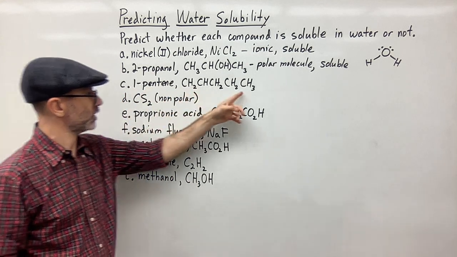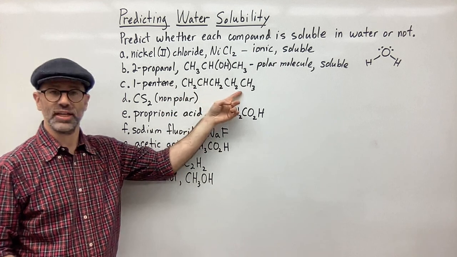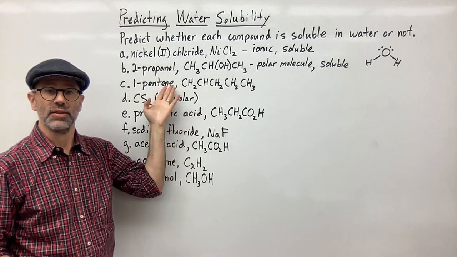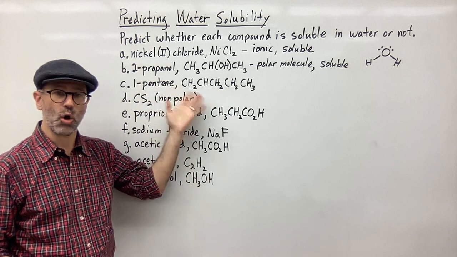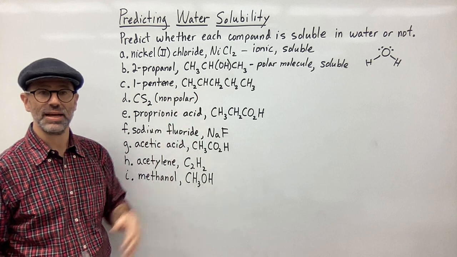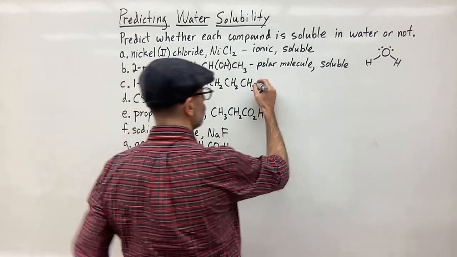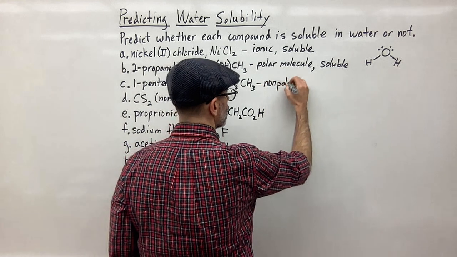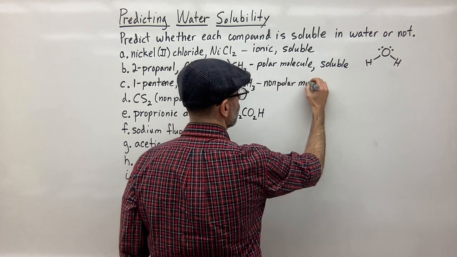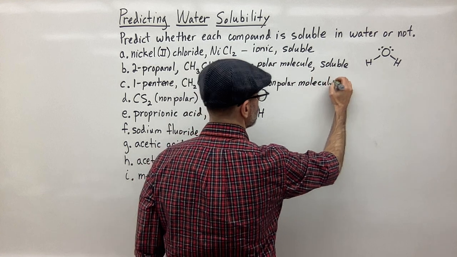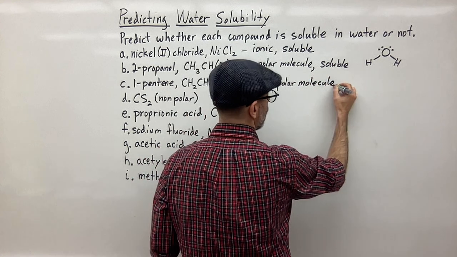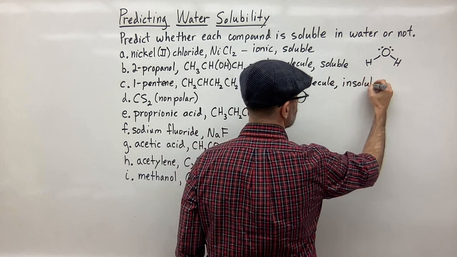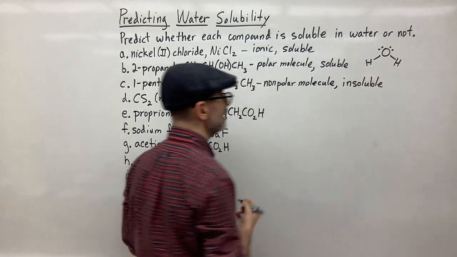For C, we have 1-pentene. 1-pentene is this formula here. You can see that this is indeed all carbon and hydrogen, so nothing else is involved here. So no polarity in the bonds. This is a nonpolar molecule. And so we would predict that this would be insoluble, not soluble in water.